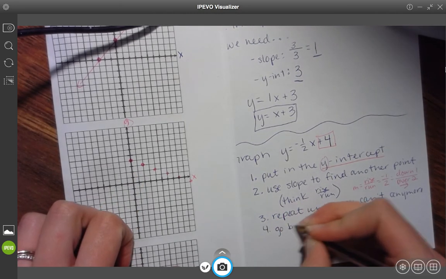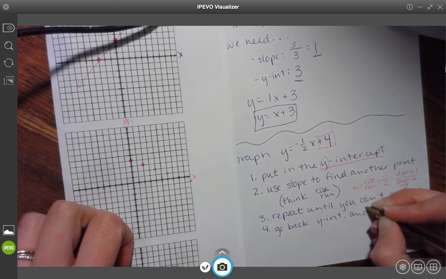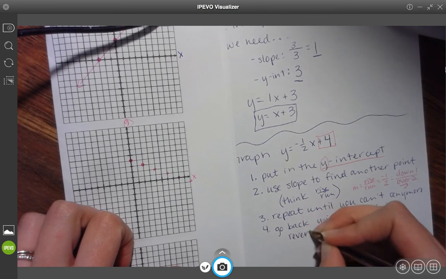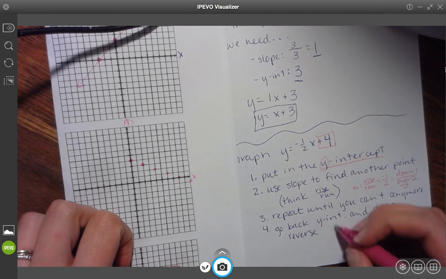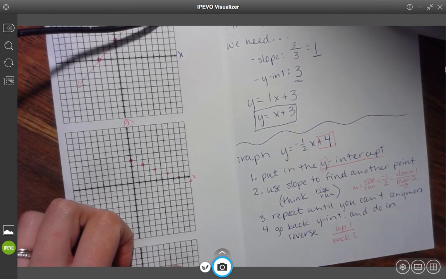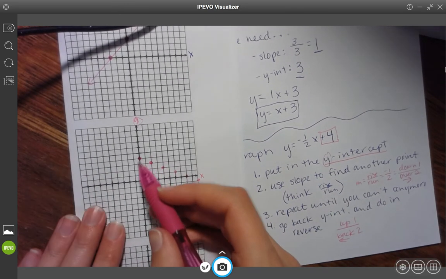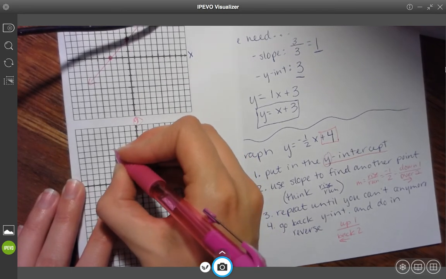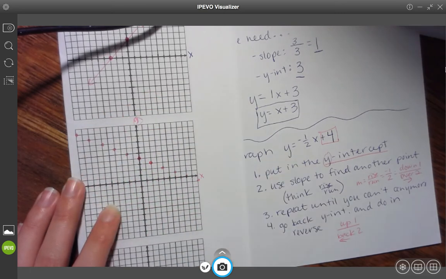Fourth step. Go back to your y-intercept and do it in reverse. So in this case, the reverse of down 1 over 2 is up 1, back 2. Back being to the left. So I'm going to come back here and I'm going to go up 1, back 2, up 1, back 2, and keep repeating.